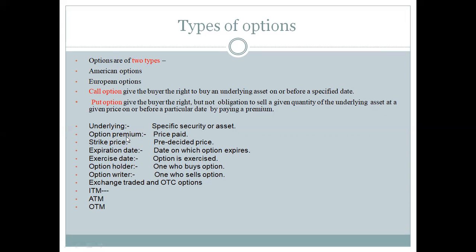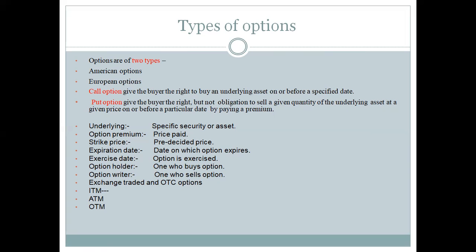There are certain terms which you must know to understand this option contract clearly. Underlying will be a specific security or asset. Option premium is the price paid in advance to book the option contract. As in the previous example I told you, it will be 2% of the contract price. Strike price is the price at which we are fixing the contract. Expiration date is the date on which the option expires.